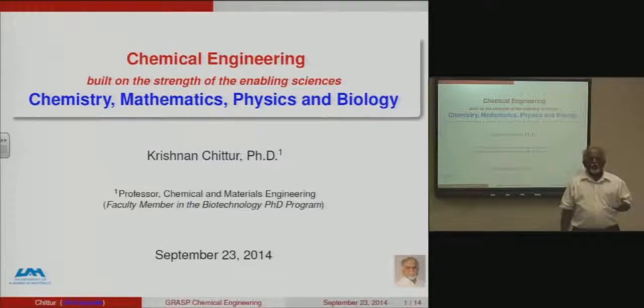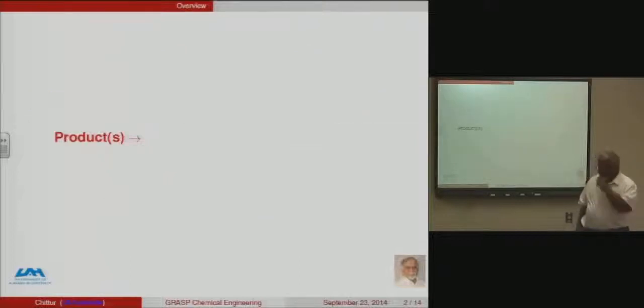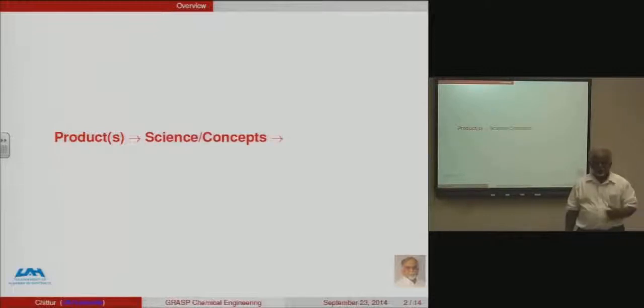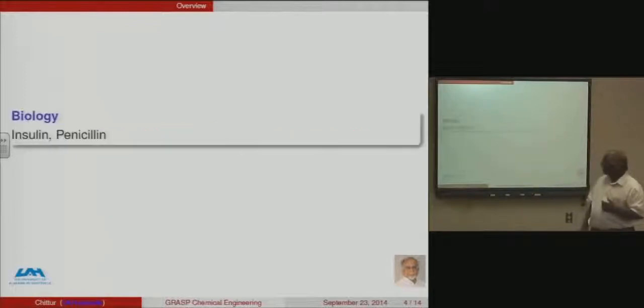What we're going to do now is give you a quick overview of the biology module. As before, we're going to start with products, take a look at the concepts that are involved in the products, and then take a look at the role of the engineer in those products. So let's talk about the biology module. As a reminder, in the overview, we talked about two important products. One is insulin, the other one is penicillin.